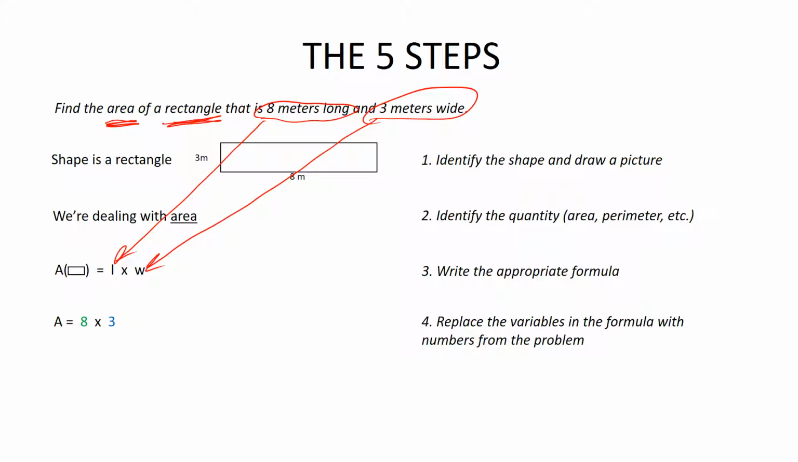Length times width. The last step is now you just use algebra to solve for the unknown value. In this case, we're trying to figure out what A is, what the area is. This is a pretty straightforward problem, so the algebra is not very difficult. You just multiply the 8 times 3 and you end up with 24 square meters. The important thing here is just that you understand the 5 steps, not so much whether the problem's simple or not. All right, let's do one more example.